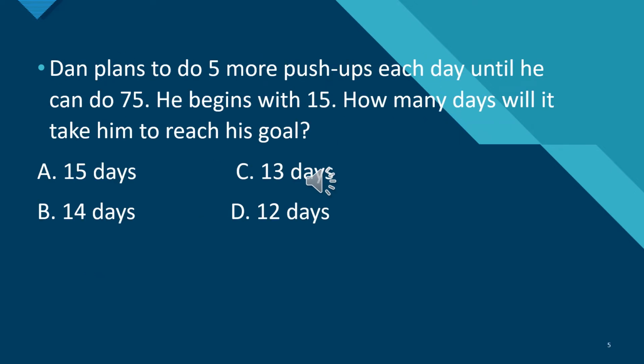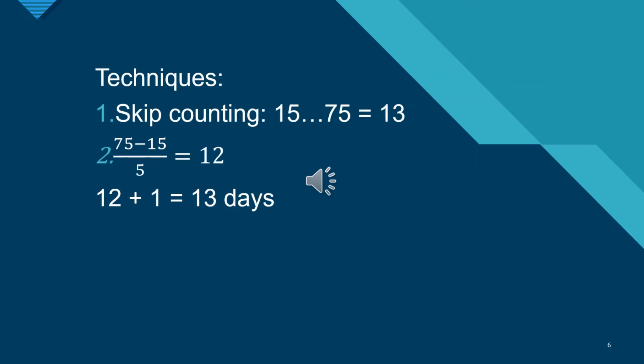For our second question, Dan plans to take 5 more push-ups each day until he can do 75. He begins with 15. How many days will it take him to reach his goal? The choices are A, 15, B, 14, C, 13, and D, 12. Now, here are some ways to solve this problem. But the easiest is to use the skip counting method.